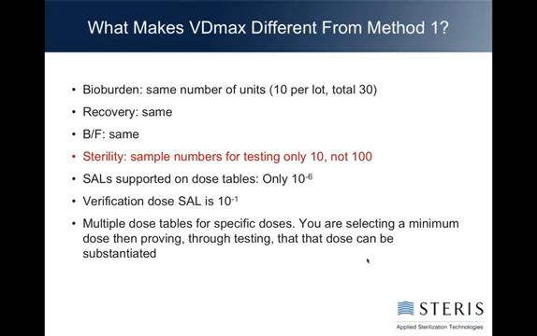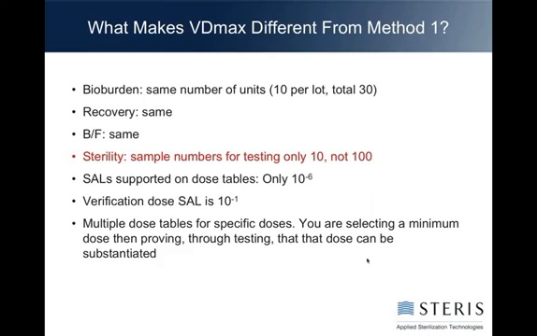What makes VD max methods different from method 1? Bioburden is still 30. Recovery is still done the same way. BNF is the same. Your big difference is the sterility test. In a VD max method, when you get to the sterility part, you are testing only 10 samples from one lot, not 100. All of the VD max methods support a sterility assurance level of 10 to the minus 6.